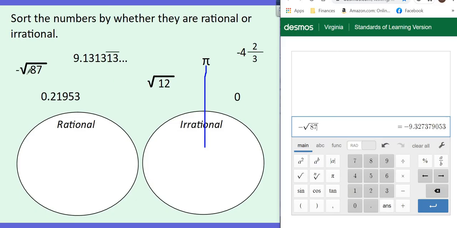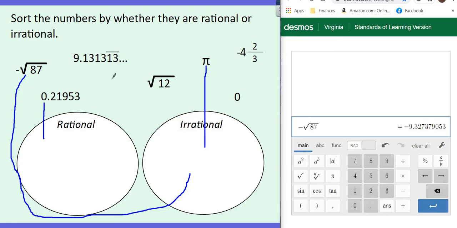327379053. That means this guy is definitely irrational, and I'm going to take him around the bottom here and bring him over here. He looks a lot like pi. Then we've got a decimal right here that stops. If your decimals stop, they are rational, or if they repeat a pattern, 1 3 1 3 1 3 1 3.